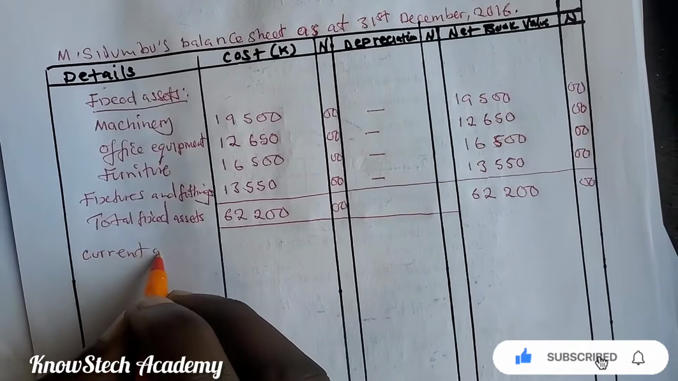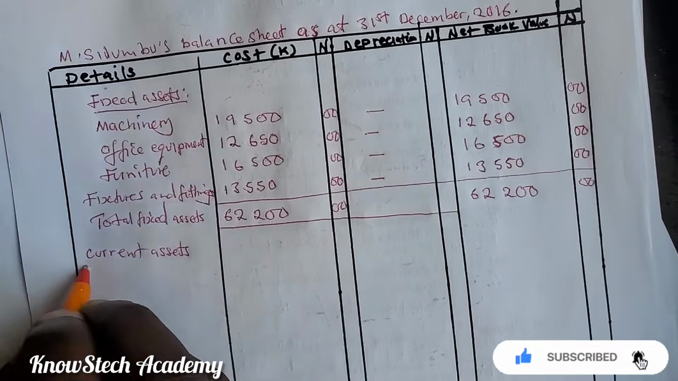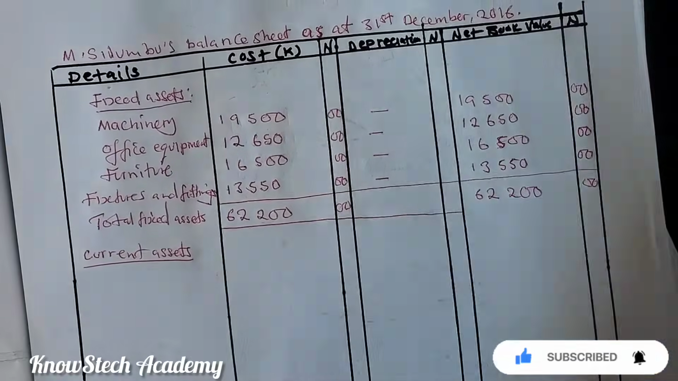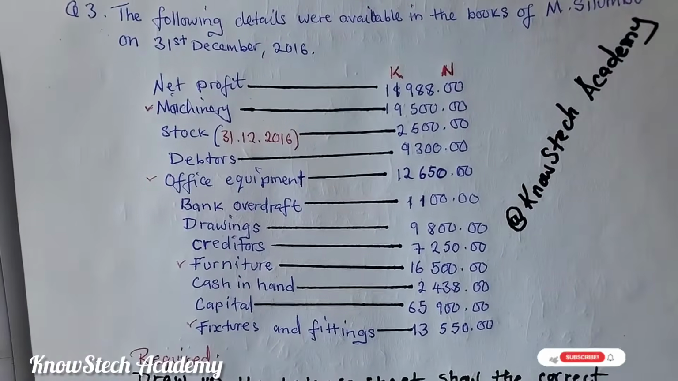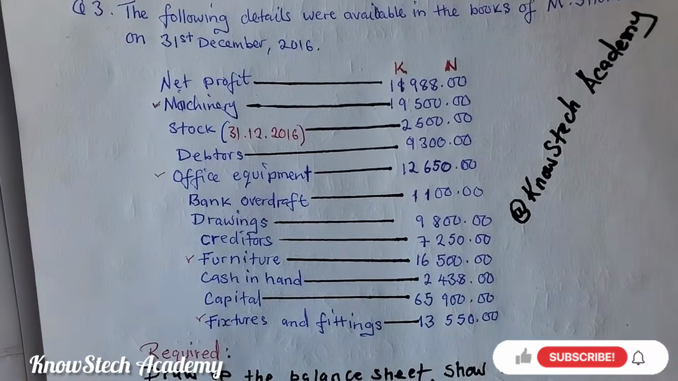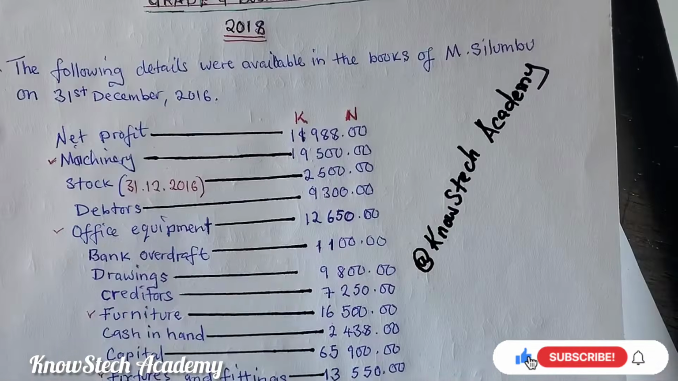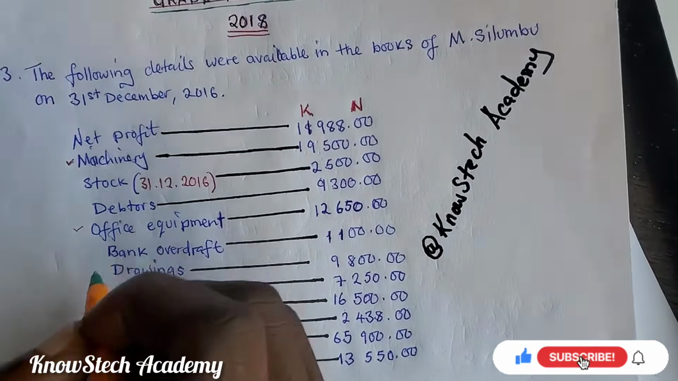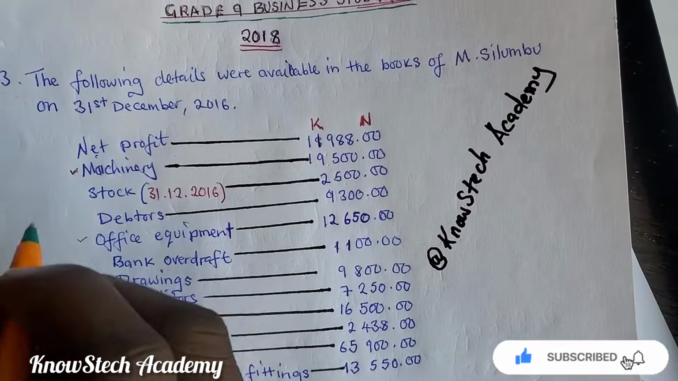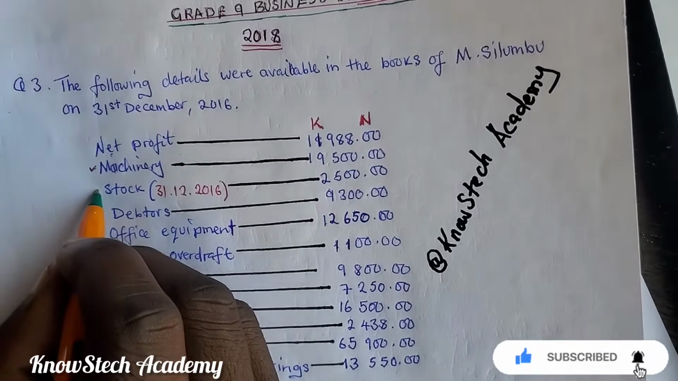Current assets. Okay, then we go to our list and identify current assets. So according to this list, let me just use a different color.